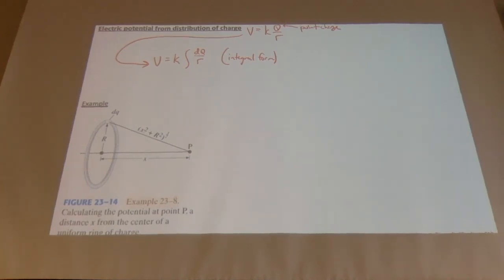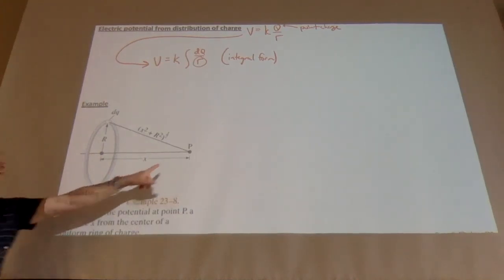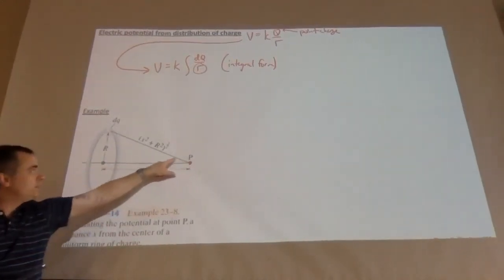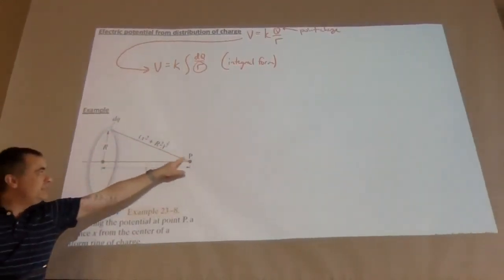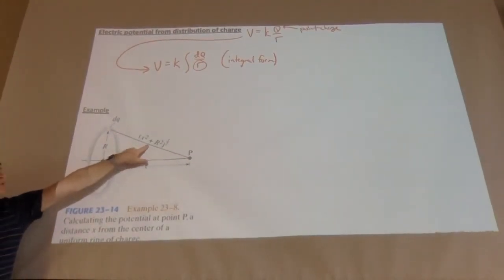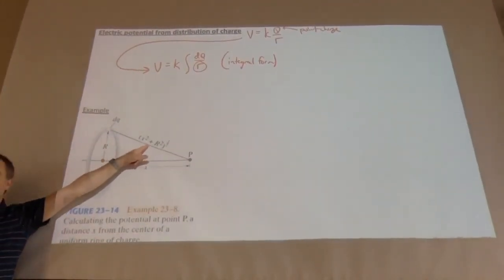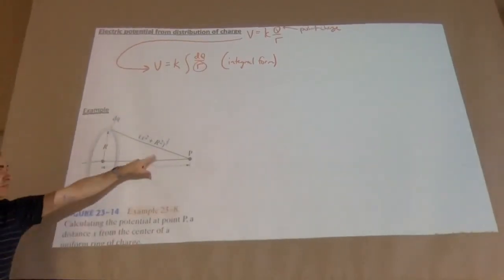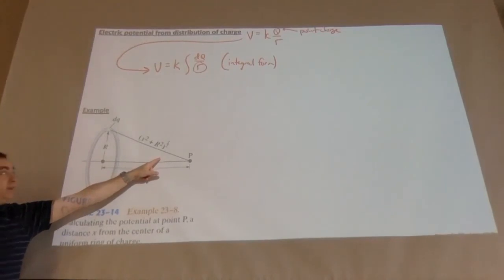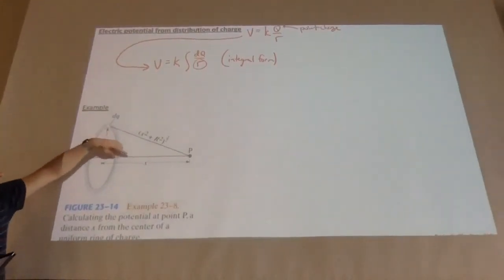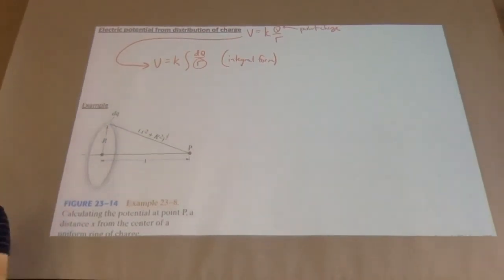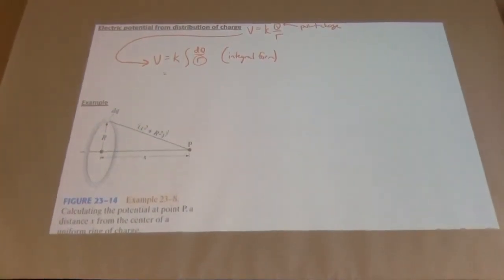First of all, this r that's there: if I'm trying to find the potential at this point some distance x away from the middle of the ring, then over to any point on the ring, the distance r is this hypotenuse. And that value is constant. No matter where I go on this ring, the length of that hypotenuse is exactly the same, and it's the square root of x squared plus r squared, the radius. It's going to be a constant value though, so I can go ahead and pull that out of the integral.